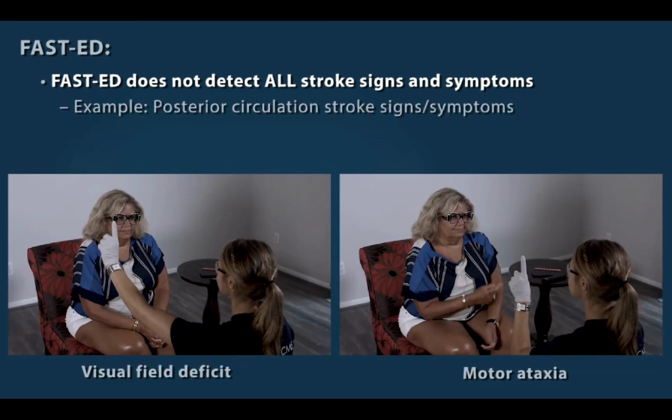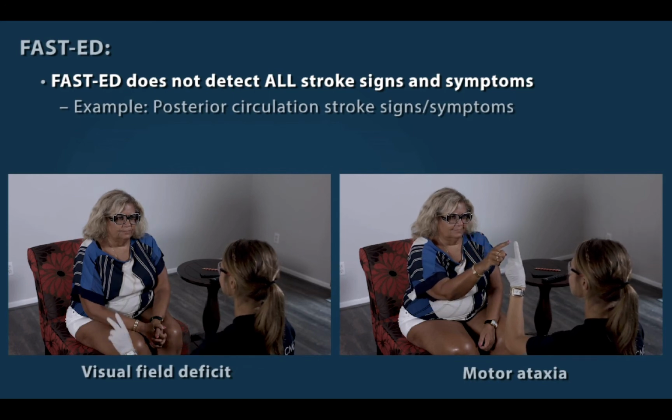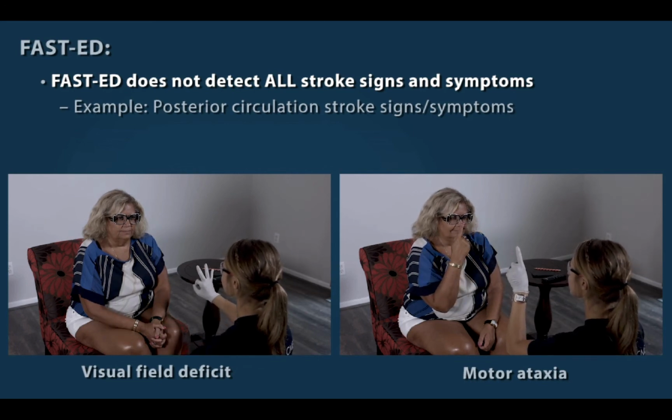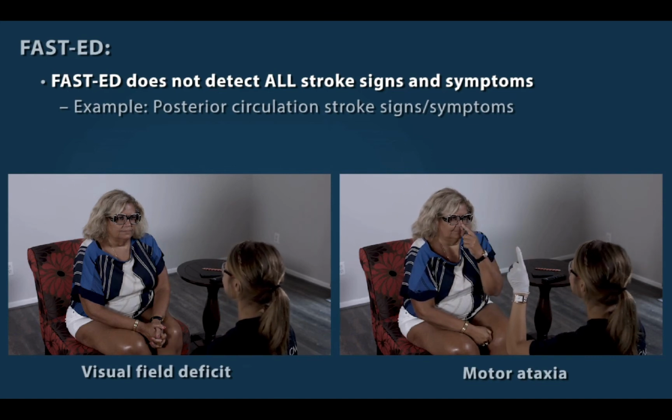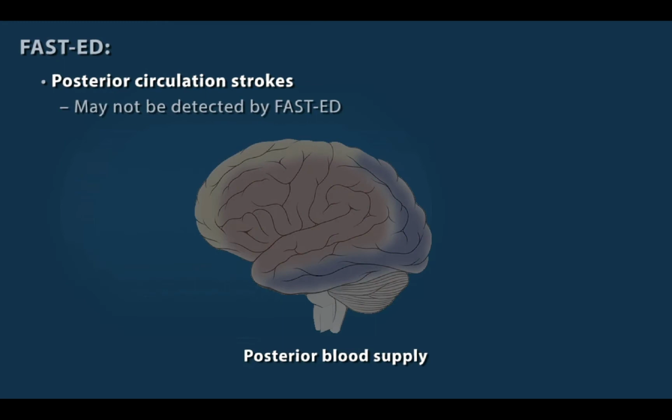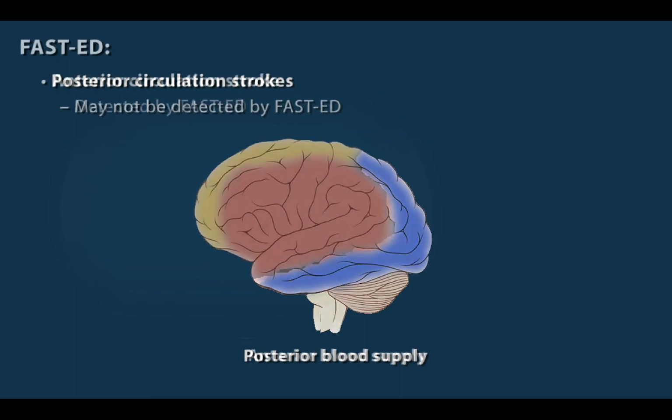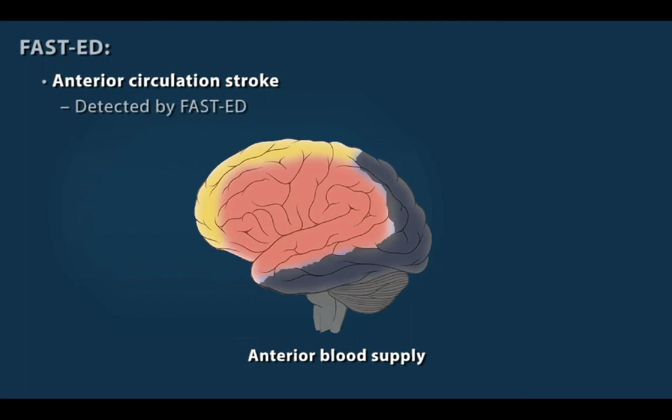For instance, visual field deficits and motor ataxia are not detected by FAST-ED, but are signs and symptoms of a stroke affecting the posterior circulation of the brain. Posterior circulation strokes refer to strokes affecting the blood supply to the posterior portion of the brain, including the occipital lobes, cerebellum, and brainstem. In contrast, anterior circulation strokes refer to strokes affecting the blood supply to the anterior portion of the brain, including the majority of both cerebral hemispheres.